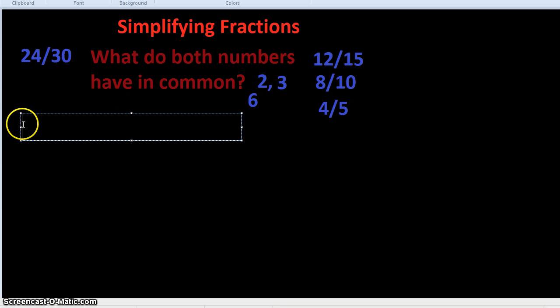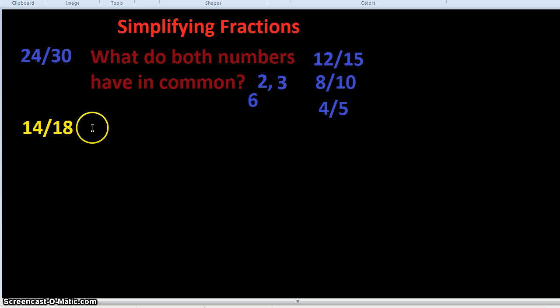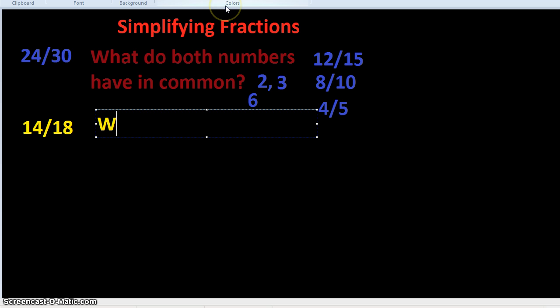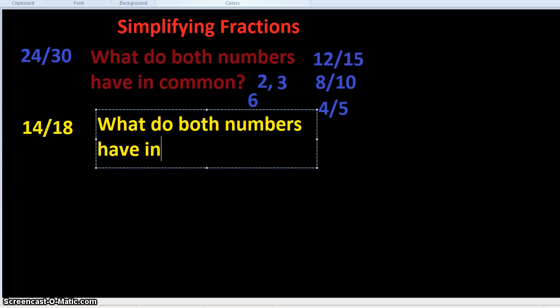Let's try that out again. So this time we have, let's just make one up in yellow, 14 over 18. Okay, so what numbers, let's do a separate box, what do both numbers have in common? It's like when you meet someone, you ask, what music do you like, what's your job, and you look for things where you both have things in common. Well, it's the same with two fractions, the top side meeting the bottom side is saying, well, what do we have in common?